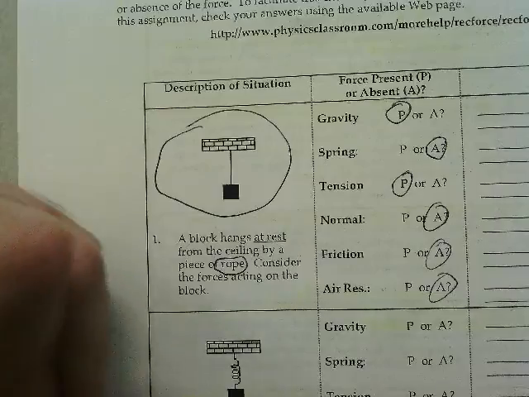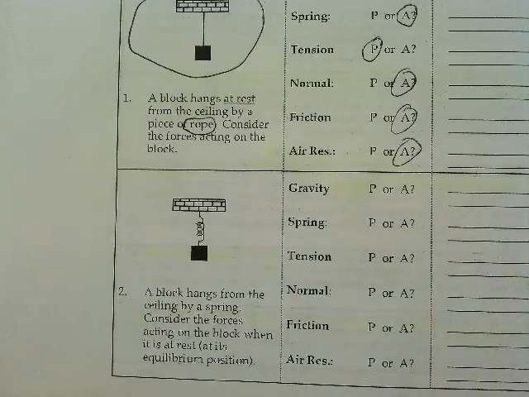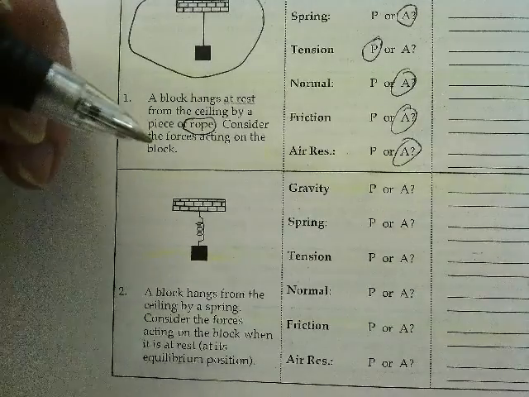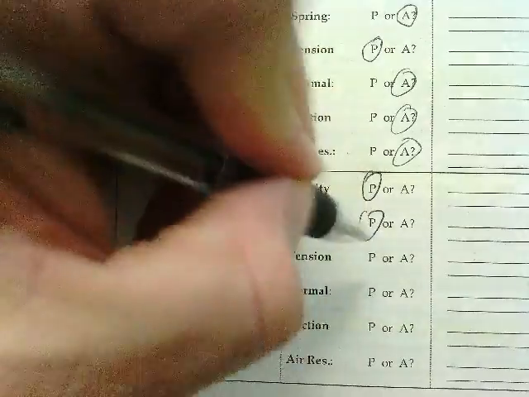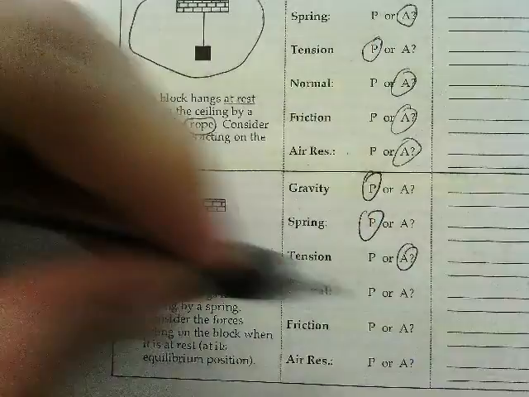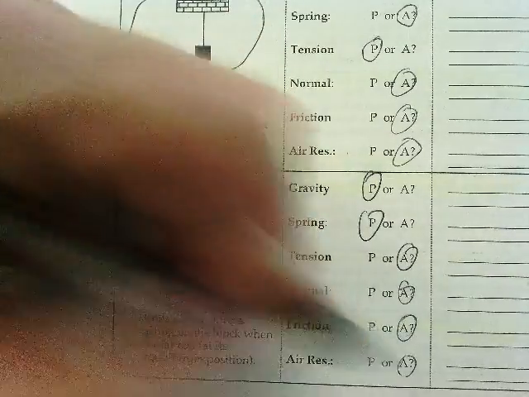Okay, 2. Basically this is the same, except it's hanging from a spring. So we have spring and we have gravity. We do not have tension anymore because it became a spring. Everything else is the same.